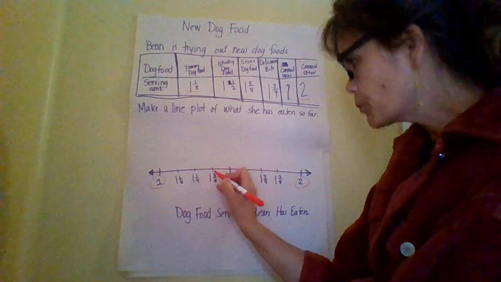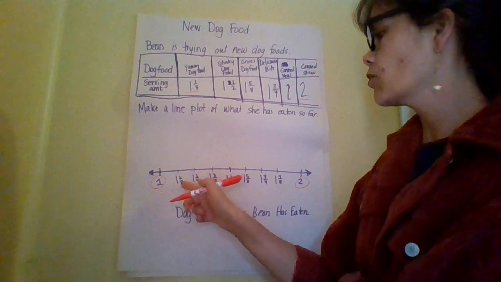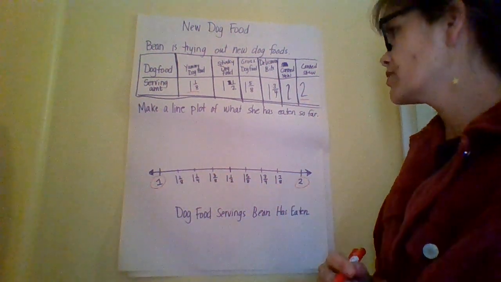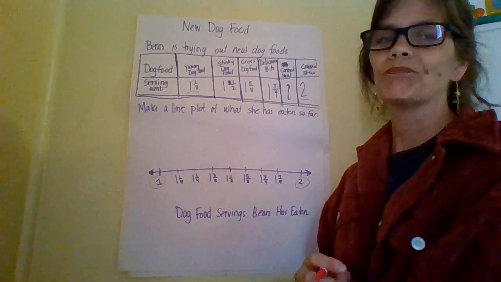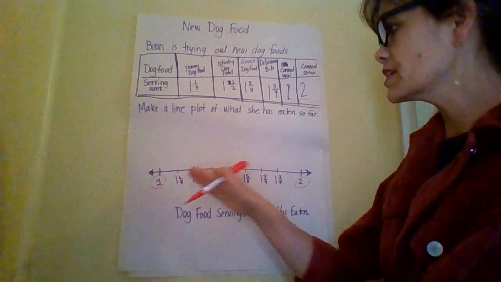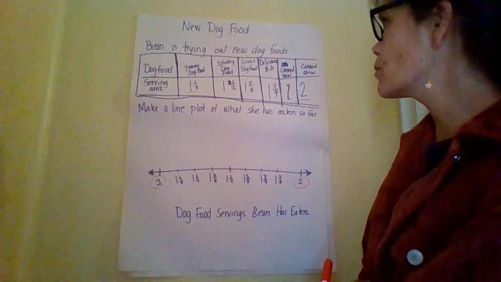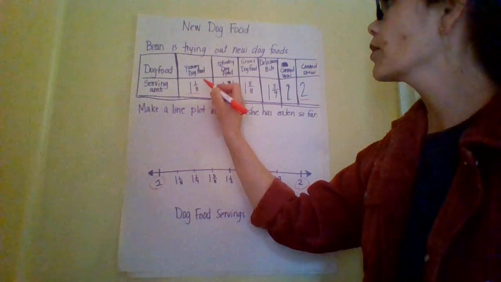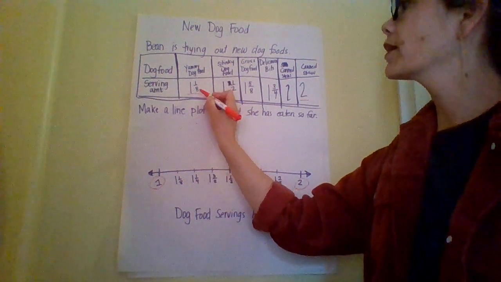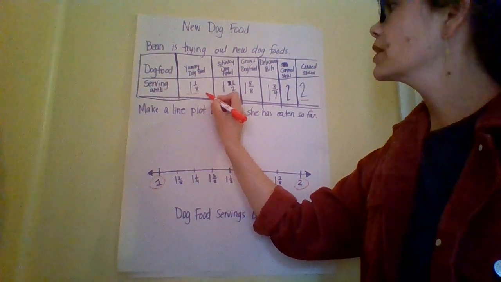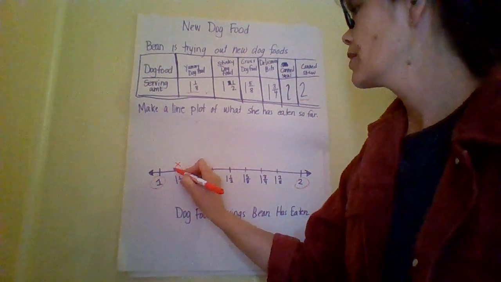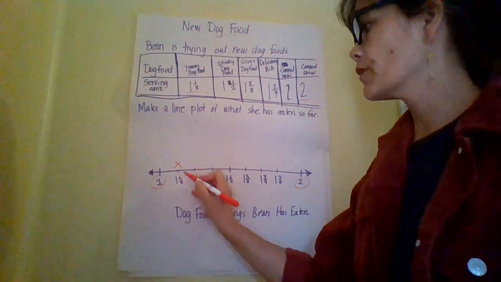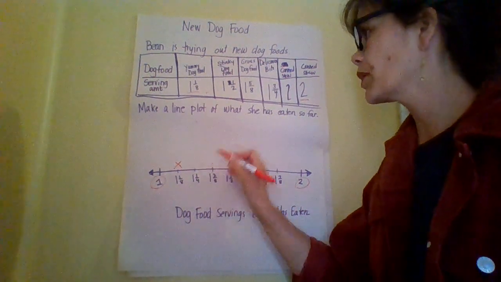And then I marked the halfway point of each of those. And I got 1 1/8, 1 3/8, 1 5/8, and 1 7/8. Am I going to use all those? Maybe not. But it helps me to see where things are on the number line. So when you're doing a line plot, you are making X's for things. So I go along and I say, Bean had 1 1/8 serving of yummy dog food. And I try to make my X's about the same size so that you can compare them.